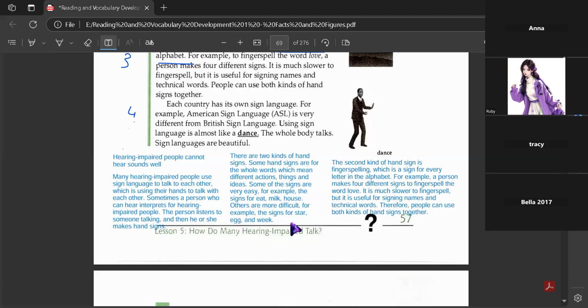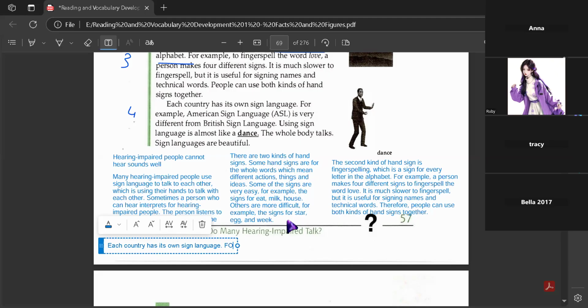Okay, so we're just going to rewrite the main idea of paragraph number 4, which is that each country has its own sign language. For example, American Sign Language, ASL, is very different from British Sign Language.